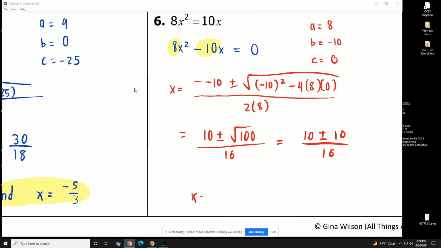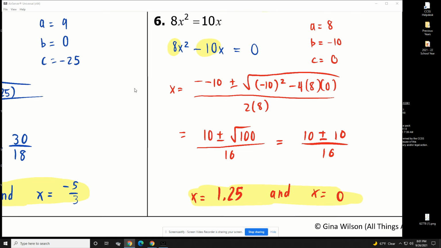So let's see what our two answers are. What's 10 plus 10? 20. What's 20 divided by 16? 1.25. And then what's the other answer? Well, what's 10 minus 10? 0. What's 0 divided by 16? 0. So my two answers are 1.25 and 0.